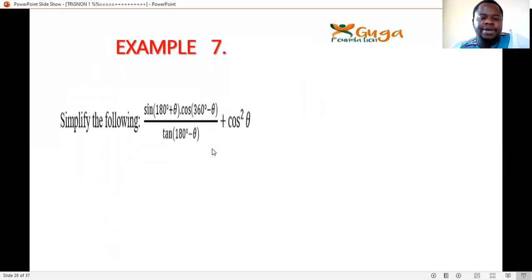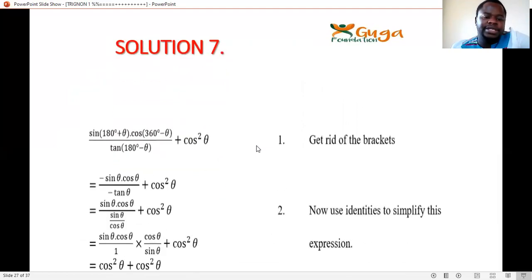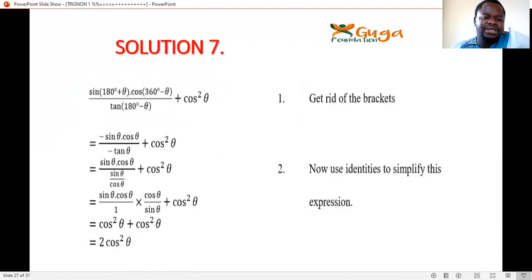So let's look at example number 7. Simplify the following: sine of 180 plus theta multiplied by cos of 360 minus theta over tan of 180 minus theta, plus cos squared theta. So now this should be easy, because for 180 plus theta, sine there is negative, so negative sin theta, and then cos of 360 minus theta there is positive cos theta, and then tan of 180 minus theta there is negative tan theta, plus cos squared theta.